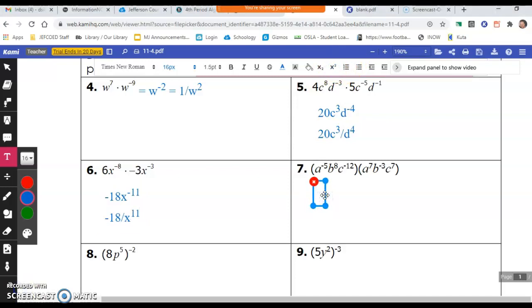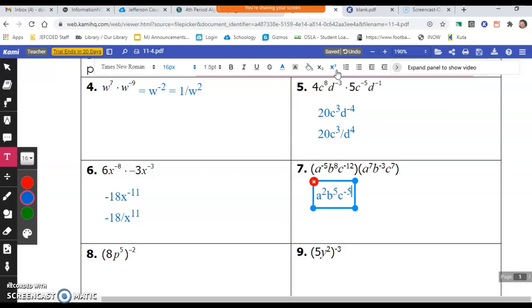Number 7, guys. We're still working with the product rule. It looks like there's a lot going on here, but it's not as difficult as it looks. So we just take our a's. We have a negative 5 plus that 7, that's going to be a to the 2nd. Not very difficult. Then b to the 8th plus b to the negative 3, that's going to be b to the 5th. And then c to the negative 12 plus c to the 7th is going to be c to the negative 5th. So we simplified it, product rule right there again. I told you it looks like there's a lot going on, but there's really not.